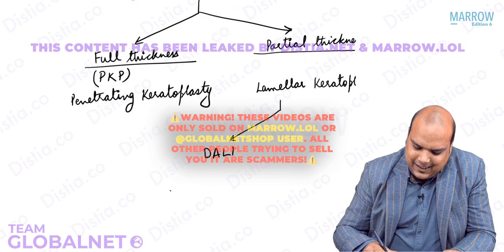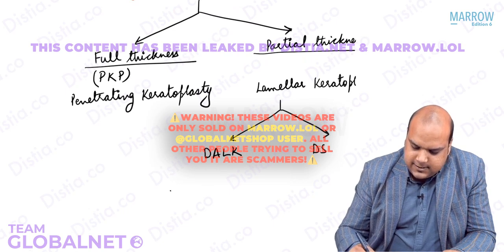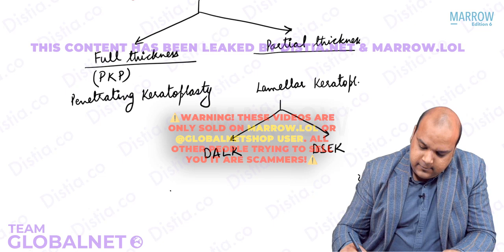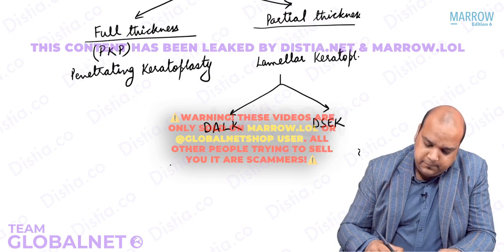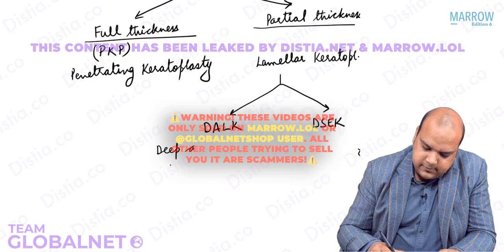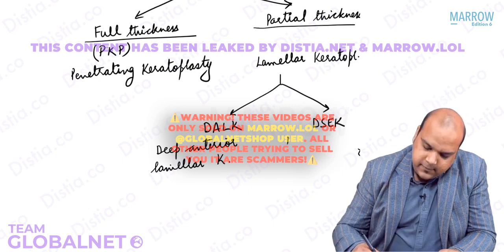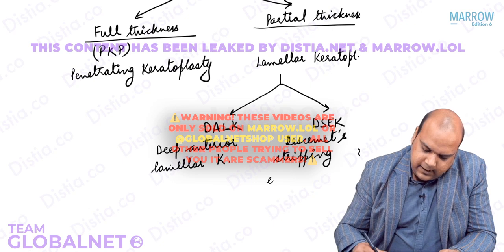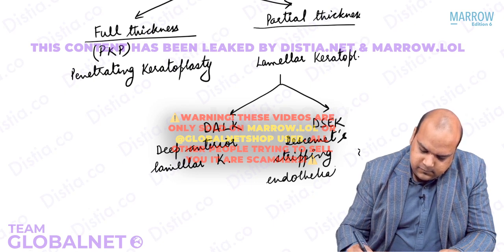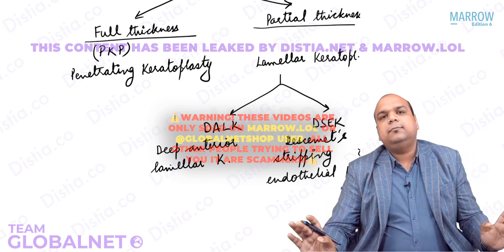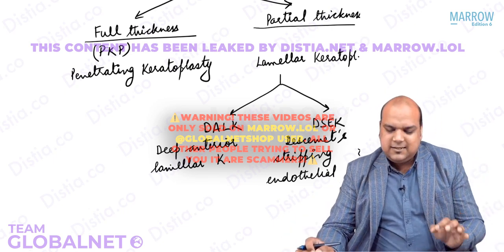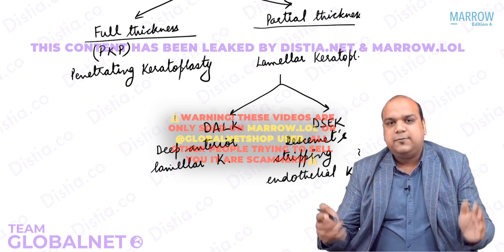One is called DALK. One is called DSEK. Okay? What are the full forms? You will understand the names yourself, I hope. Deep anterior lamellar keratoplasty. Descemet's stripping endothelial keratoplasty. Okay? Just write out the names, just understand these names, and I'll show you photographs for these.